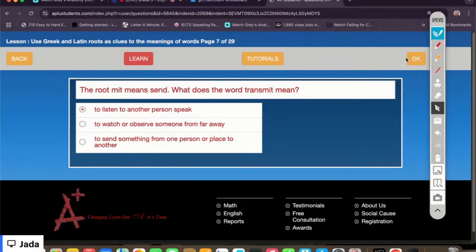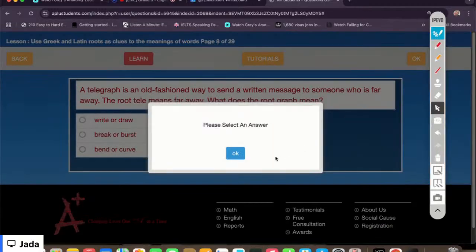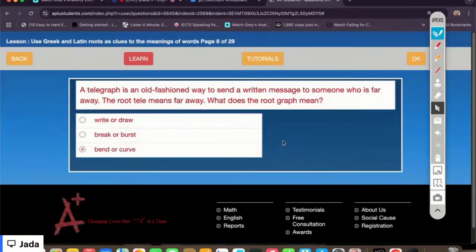All right, so the first one, but that was actually the third. The third, not the first. So, telegram is an old fashioned way to send a written message to someone who is far away. The root tele means far away.